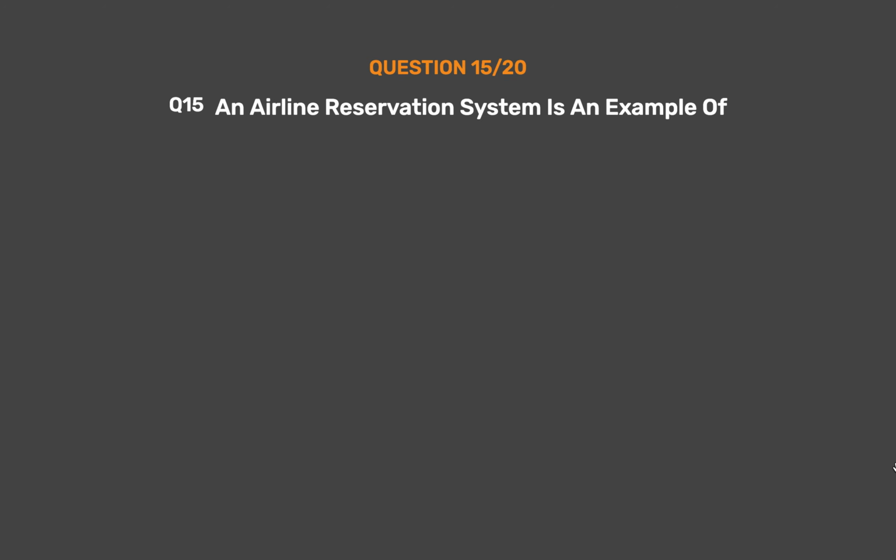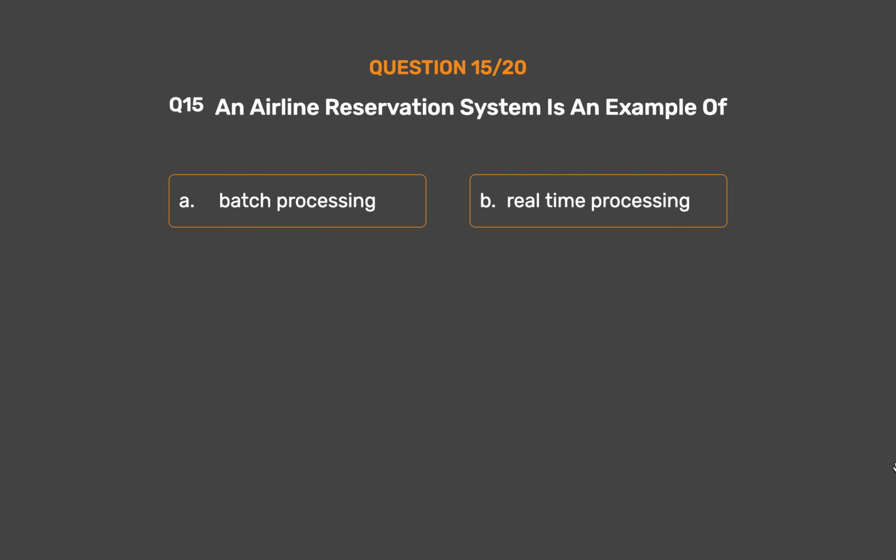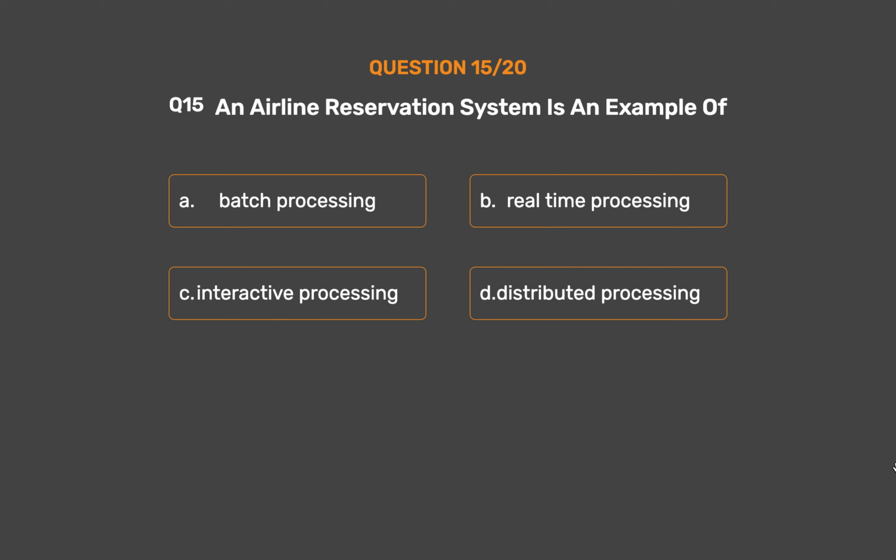Question number 15. An airline reservation system is an example of option A. Batch processing. Option B. Real-time processing. Option C. Interactive processing. Option D. Distributed processing.